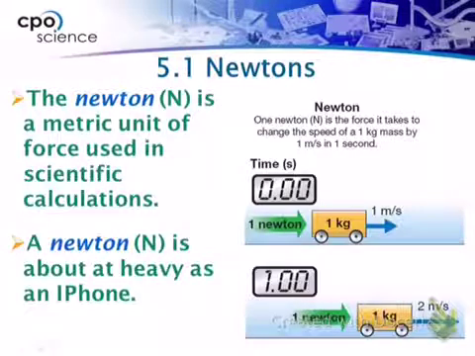In the metric system, however, we use a unit of force called a Newton, named after Isaac Newton, who we will talk more about in Chapter 6. And a Newton is pretty light. It's much lighter than a pound. If you have an iPhone, that's about what a Newton is. And really, how we define a Newton is that it's the amount of force it would take to make a 1 kilogram object accelerate at 1 meter per second squared.